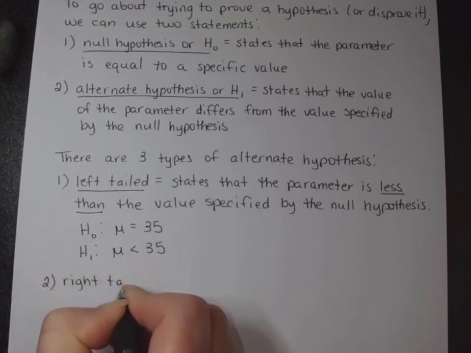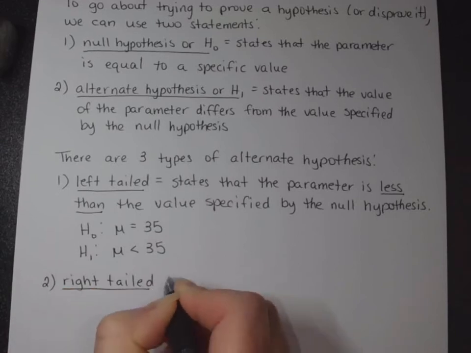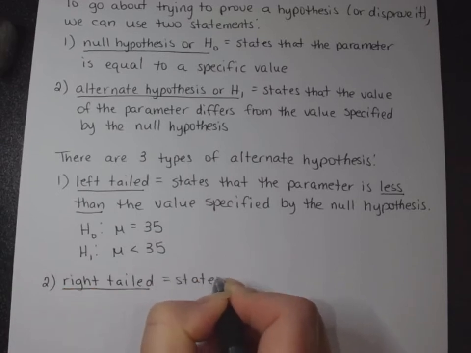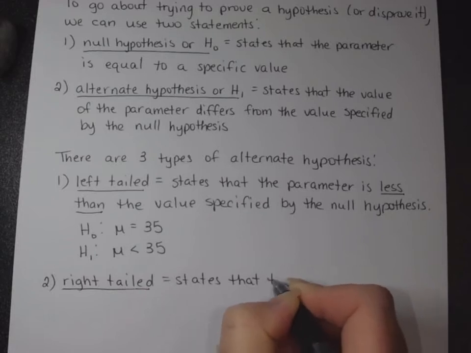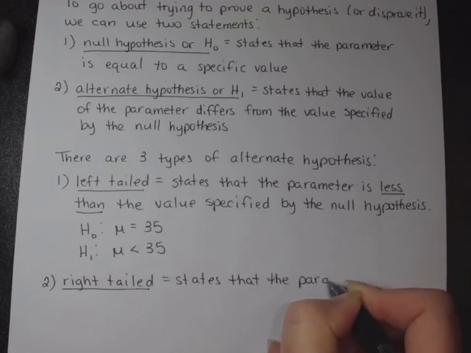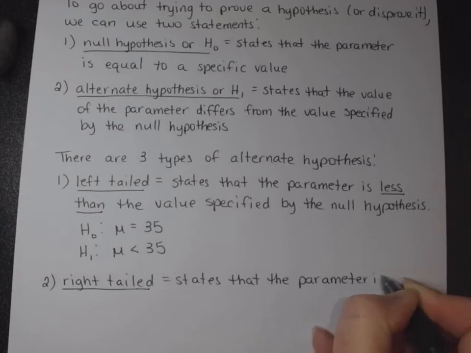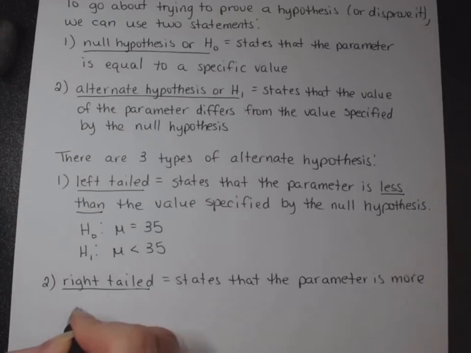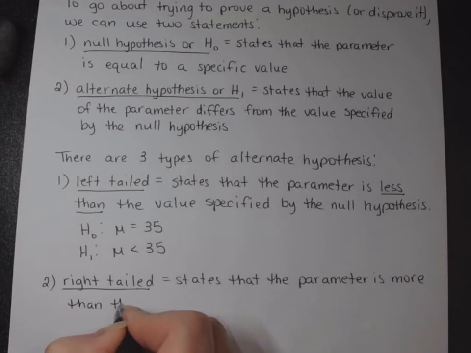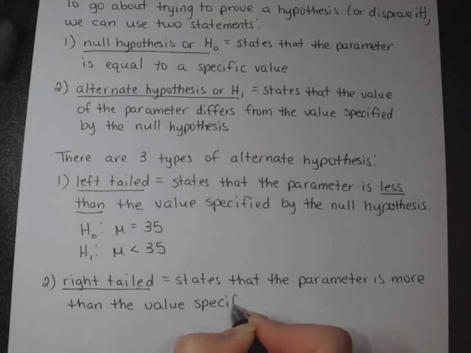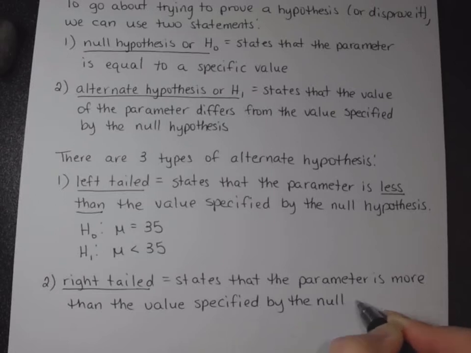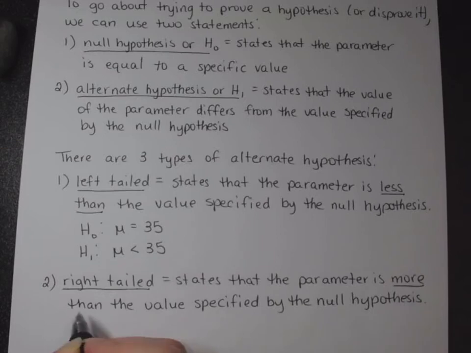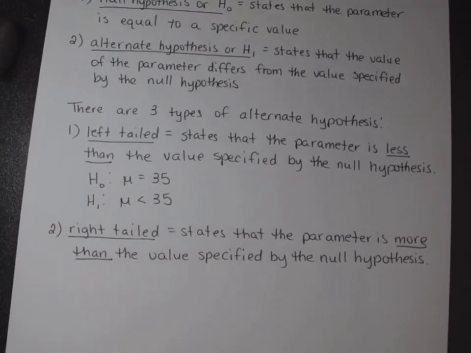So not surprisingly, we can have a right-tailed test also. And a right-tailed test just states that the parameter is more than the value specified by the null hypothesis. That should be easy to remember because things that are more than are usually to the right of a value.